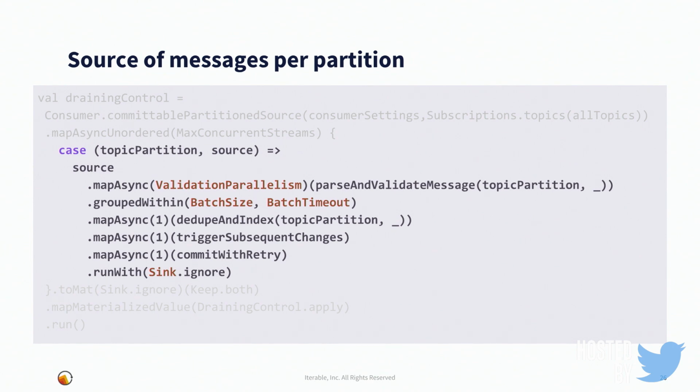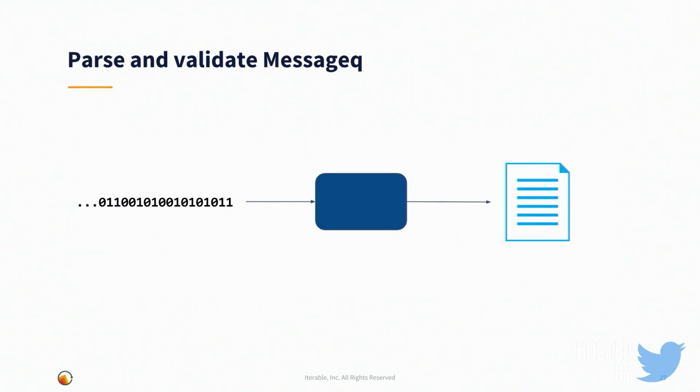So now I'm going to talk about how we process the stream for each individual partition. The first step here is to parse and validate the message. The messages will enter that stage as a byte string, and they'll leave as a validated message for the next stage to process. So as you can see, we got some zeros and ones that come in, and then we have this nice, pretty validated document.